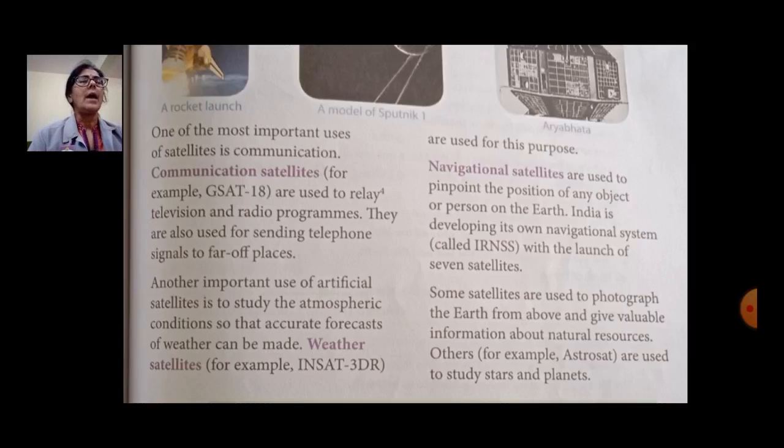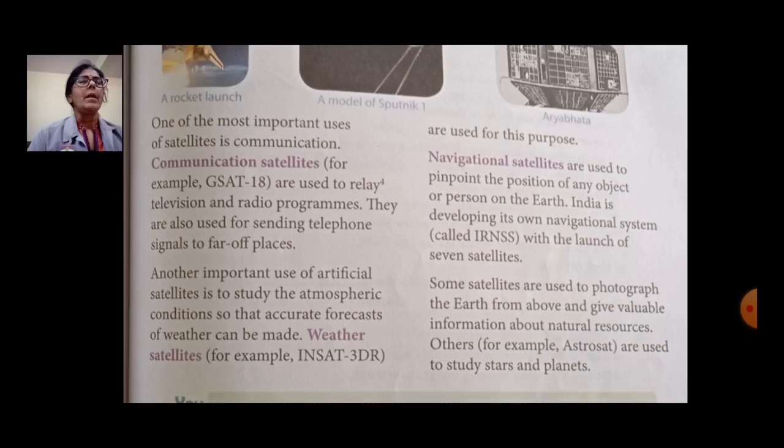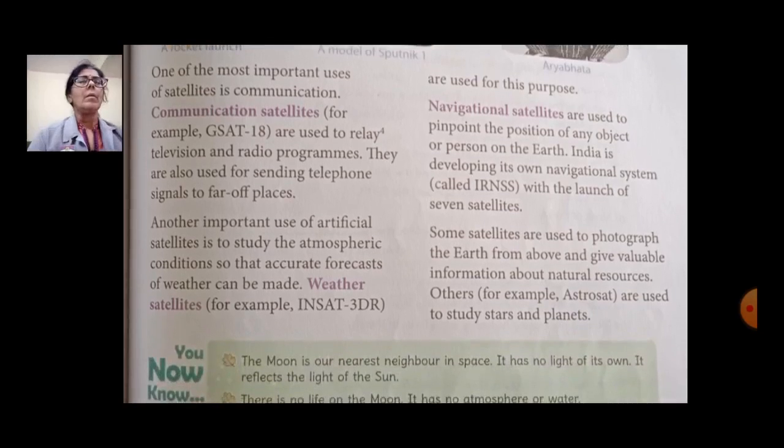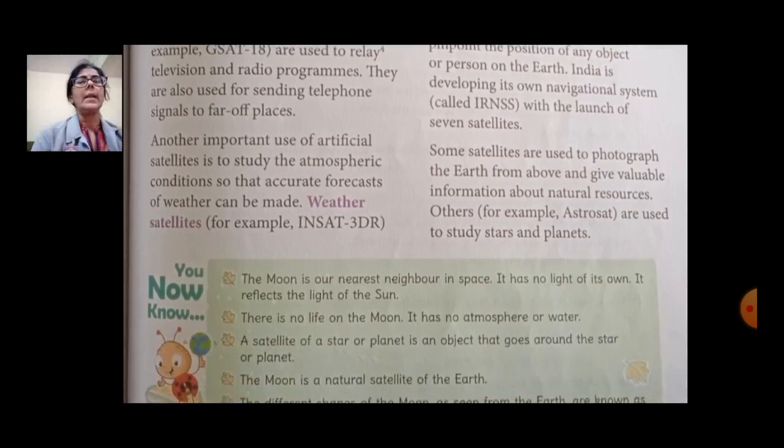Navigational satellites are used to pinpoint the position of any object or person on the Earth. In India, India is developing its own navigational system called IRNSS, with the launch of 7 satellites.